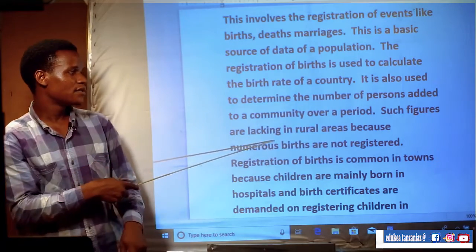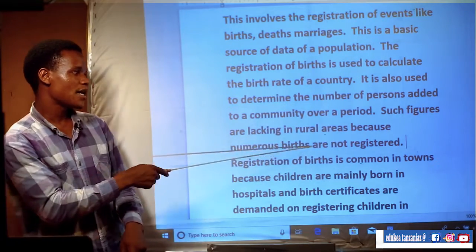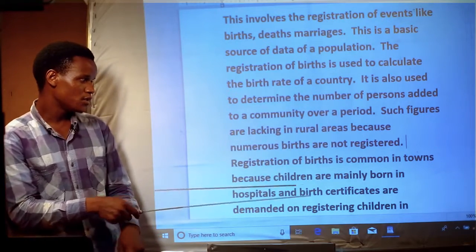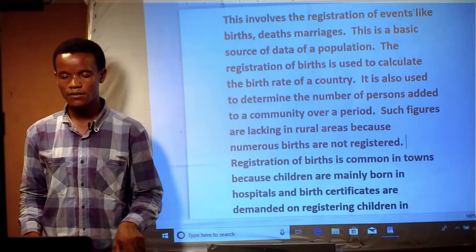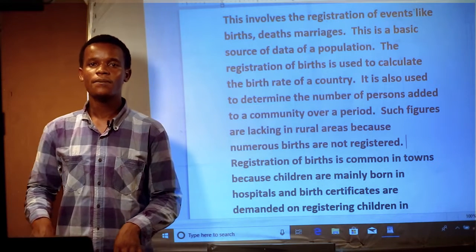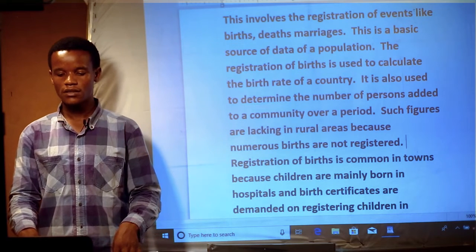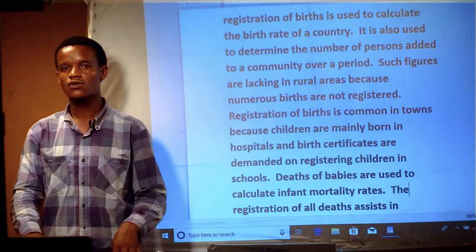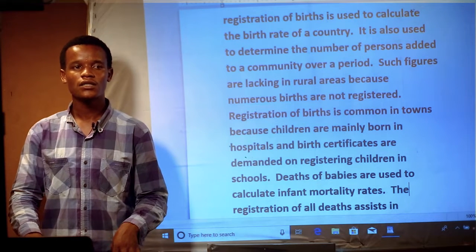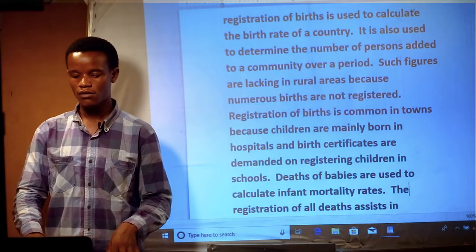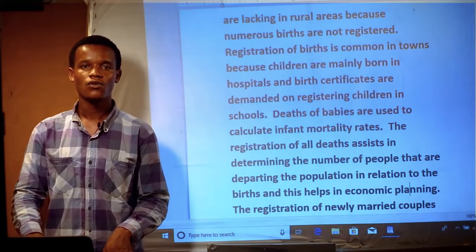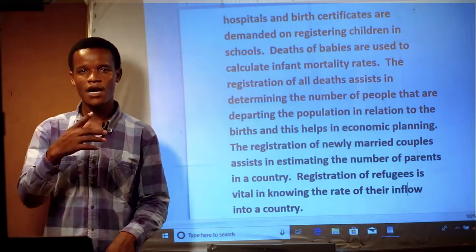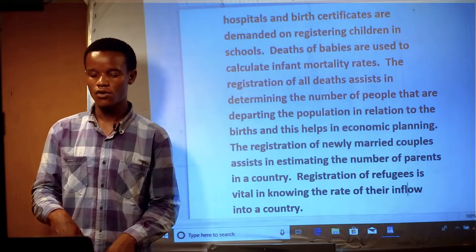Such figures are lacking in rural areas because numerous births are not registered. Registration of birth is common in towns, since in towns there is a high population compared to rural areas. So in urban areas people tend to have more children, and the birth rate of urban areas is higher compared to rural areas.